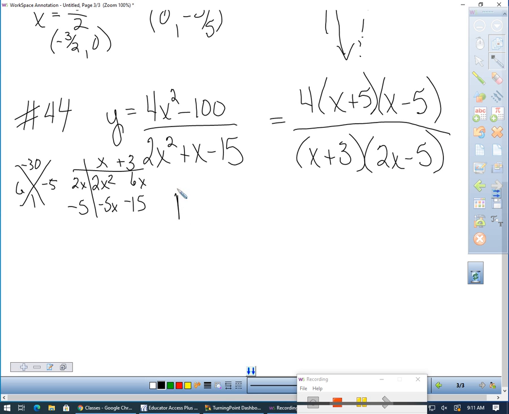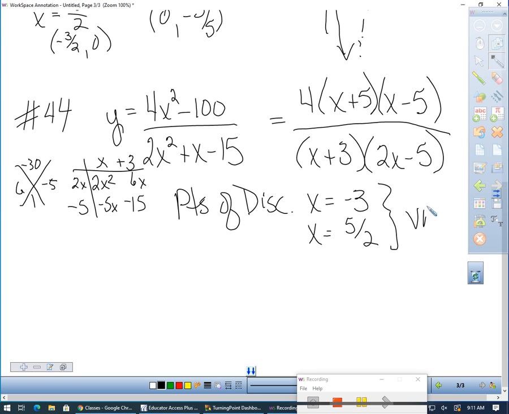Alright, so points of discontinuity. We have x equals negative 3 and x equals positive 5 halves. Both of these do not cancel, so they are vertical asymptotes. Let's talk about the horizontal asymptote. Going back to the original, we have x squared over x squared, so we have 4x squared over 2x squared, or y equals 2, and that's the horizontal asymptote.